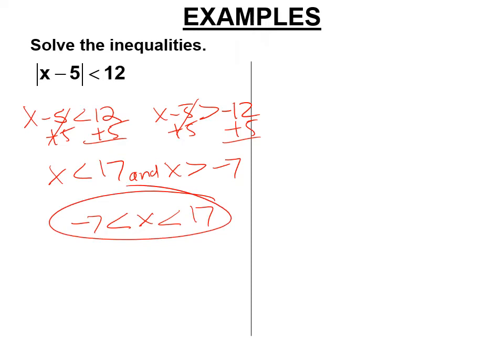Either way, you could have written this. Anytime you have less than, but also I could look that x has to be between 17 and -7. So it's an "and" inequality.